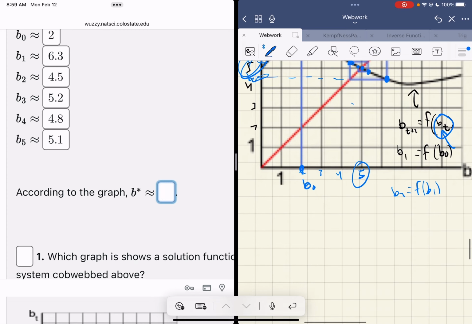An equilibrium is the special number where if you plug it into your updating function, you get the same number out. It's the special spots where b sub t plus 1 is going to equal b sub t.